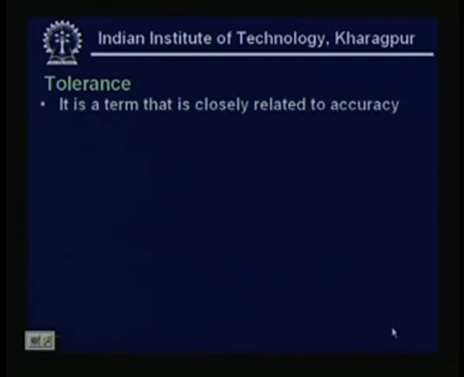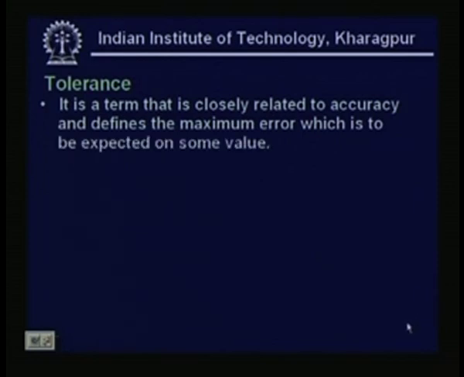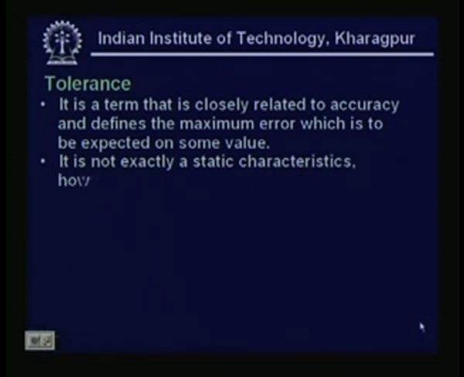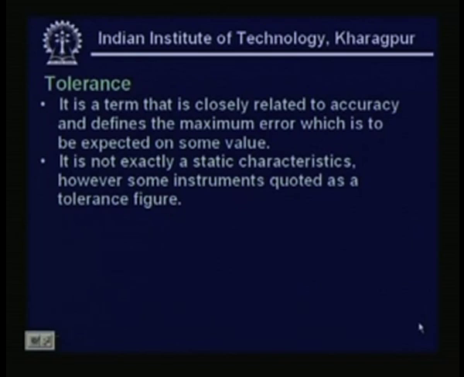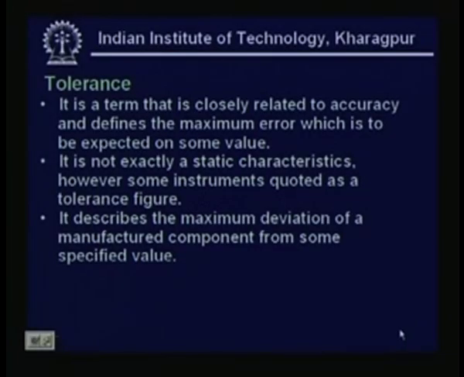Now, tolerance is a term that is closely related to the accuracy and defines the maximum error which is to be expected on some value. It is not exactly a static characteristic, obviously you know that, however, some instrument manufacturers usually quote this tolerance figure. So, you must know what the tolerance is. One good example, for those who are not familiar with instrument tolerance, is the maximum deviation of a manufactured component from some specified value. You are familiar with that.